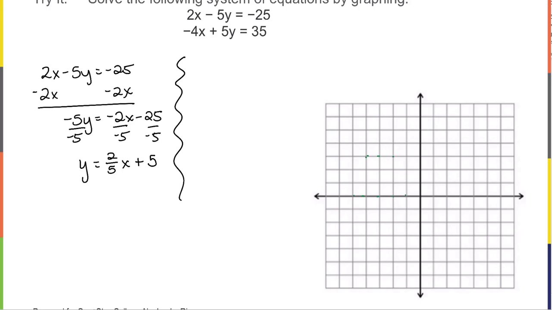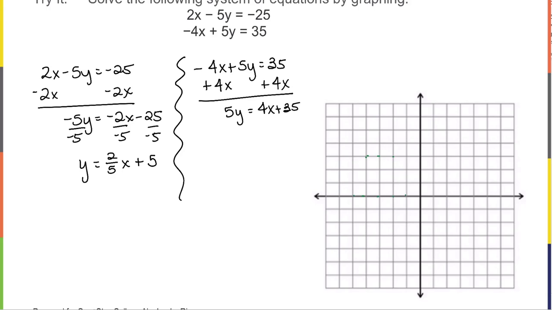Then the other equation, I have negative 4x plus 5y equals 35. So I would add 4x to both sides, and I end up with 5y equals 4x plus 35. Divide everything by 5, and I get y equals 4/5 x plus 7. Now what I want you to remember is this is y equals mx plus b. So is this. That was the form we were putting it in.